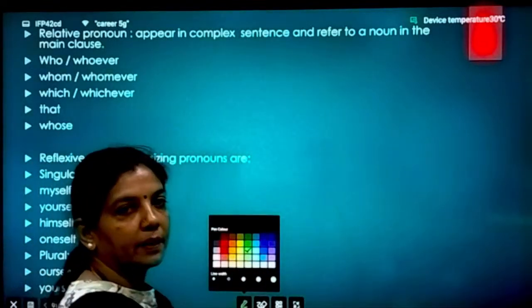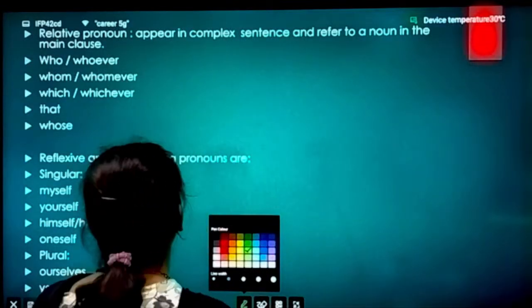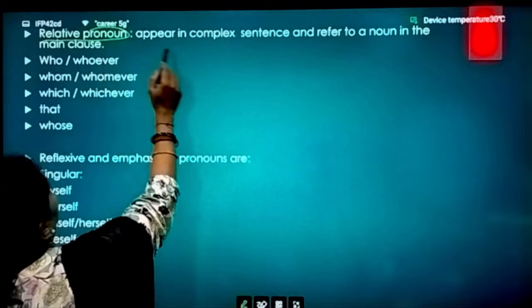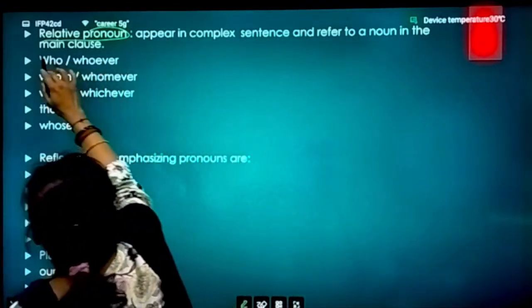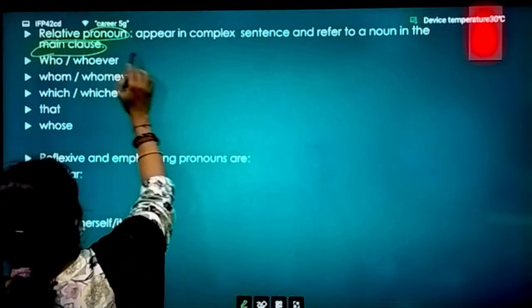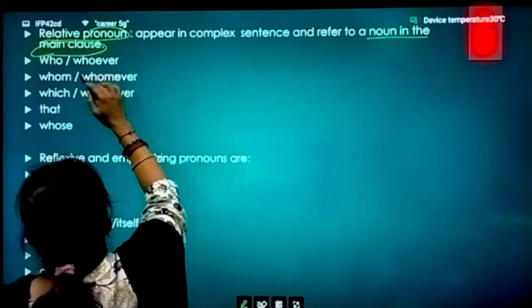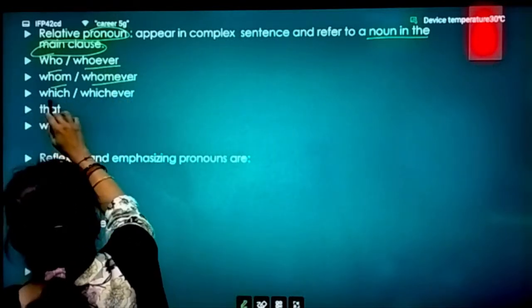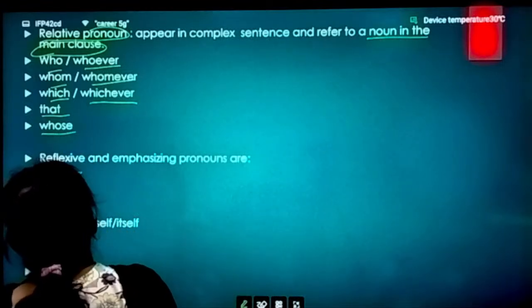Okay, let's see each of them. We'll see with the examples. Then it is confirmed that you are learning. So the relative pronoun. What is the relative pronoun? Relative pronouns appear in a complex sentence and refer to a noun in the main clause. For example, who, whoever, whom, whomever, which, whichever, that, those, whose.